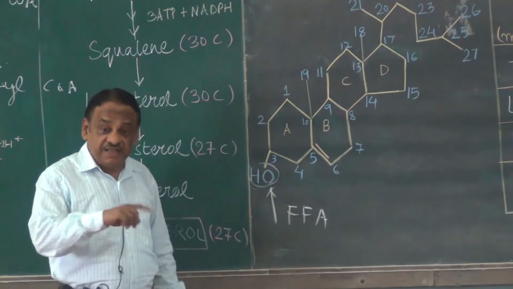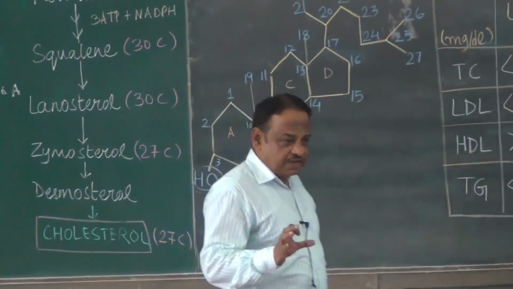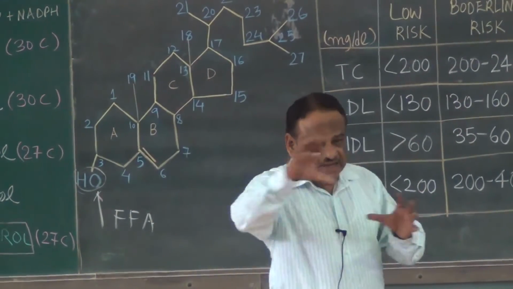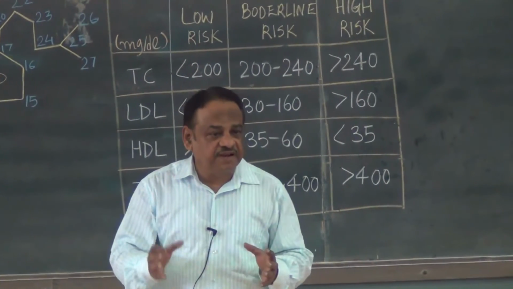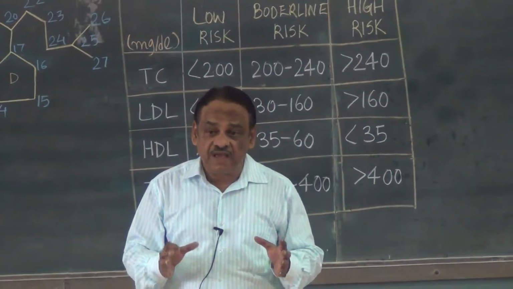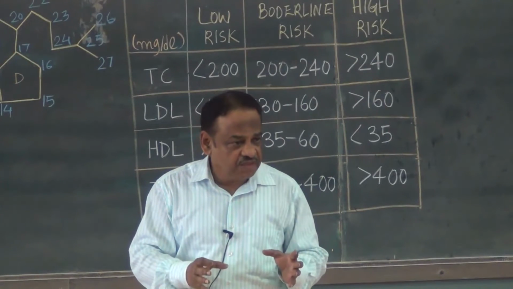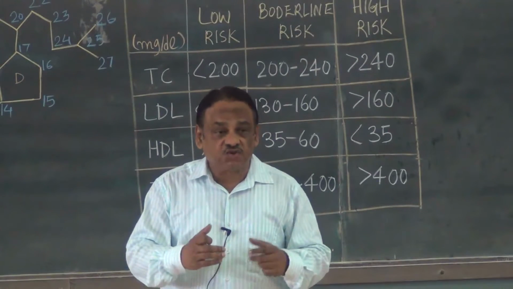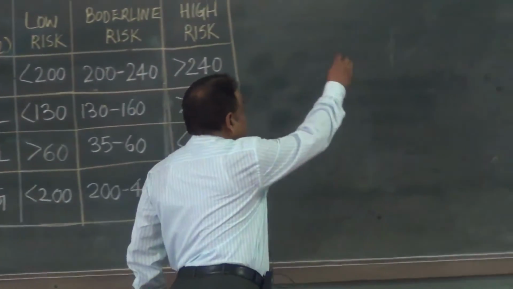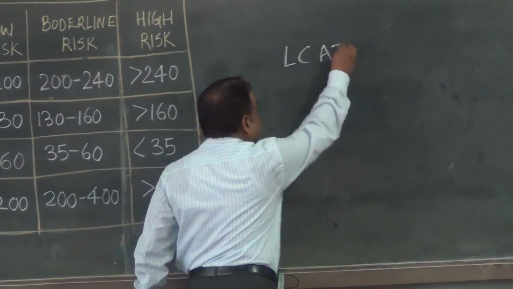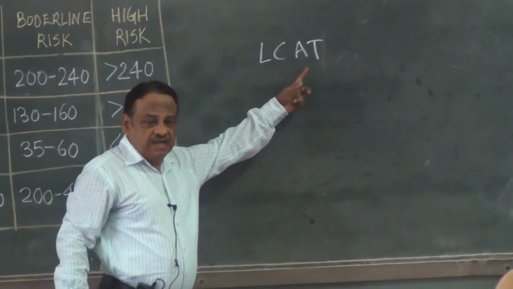And HDL does that actually. HDL, high density lipoproteins, collect cholesterol from various peripheral tissues. The excess cholesterol is collected by the HDL. What is collected is free cholesterol. Now this free cholesterol has to be esterified, and that enzyme is LCAT. We have seen in the last class the enzyme lecithin cholesterol acyl transferase.